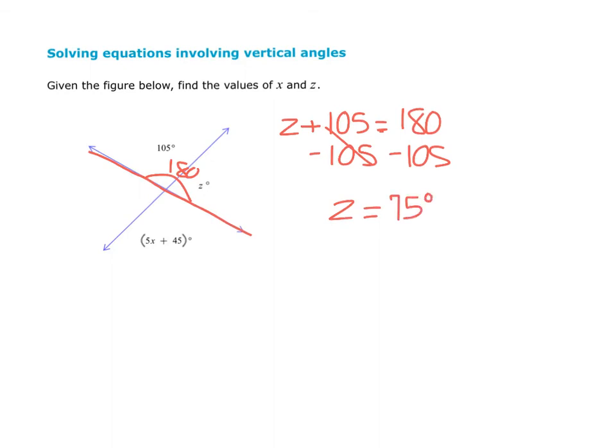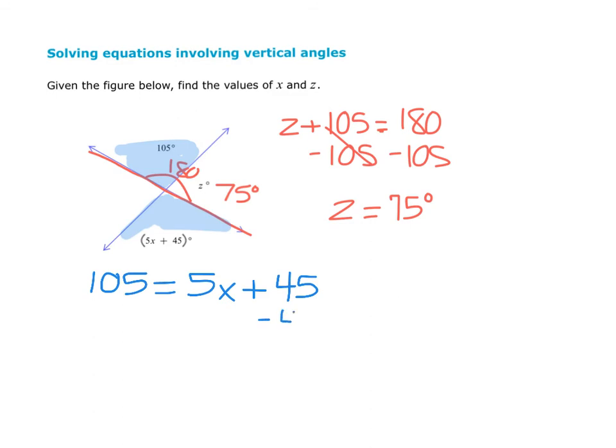75 degrees. So I'm going to go ahead and write that into my figure right away. All right, now let's figure out what x is. So I can use any number of facts here to figure out x. What I'm going to say is that this angle right here is vertical with this 105 degree angle, which means they have to be equivalent because we know vertical angles have the same measure. So my equation for this one will be 105 equals 5x plus 45.